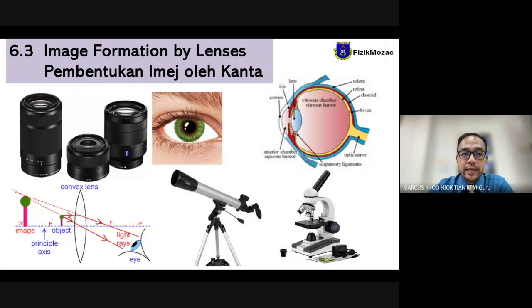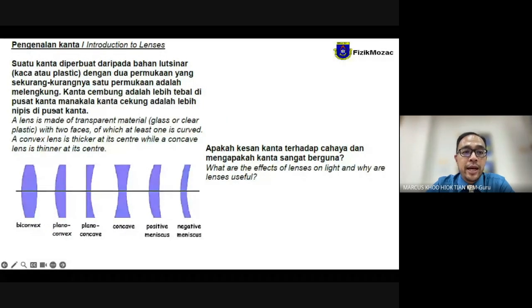And as I said earlier, our main job today is to draw. A lens is made of transparent material, either glass or clear plastic, with two faces, of which at least one is curved. Now, there are only two lenses that we're very interested in, which is the convex lens, as you can see over here. This is the convex lens.